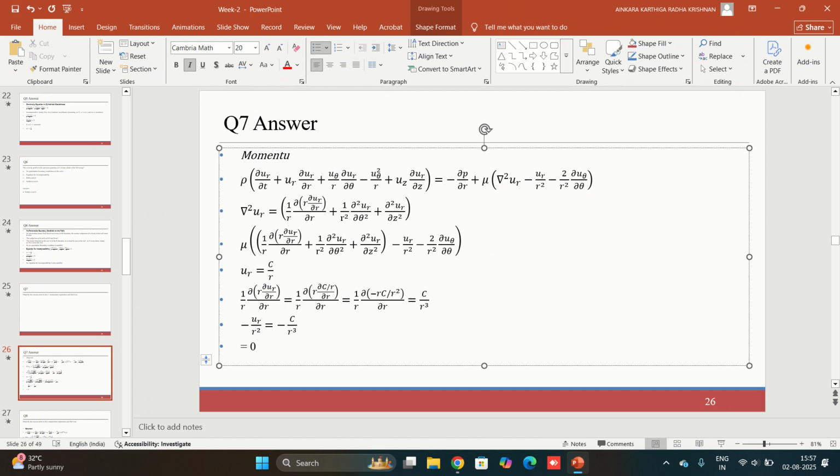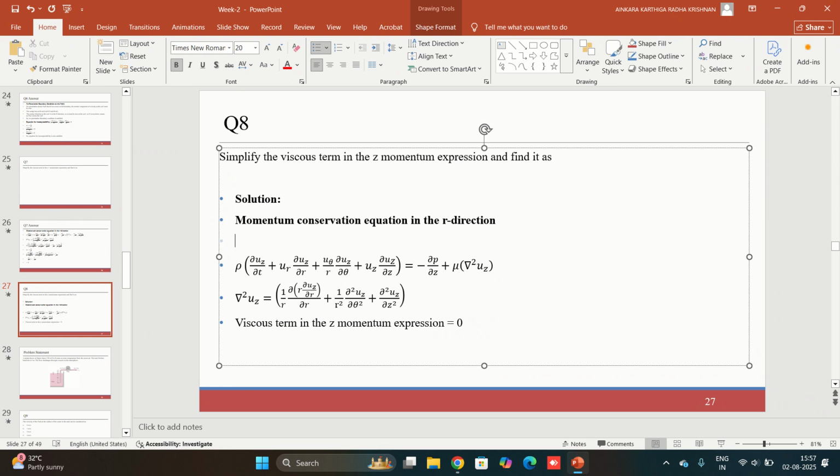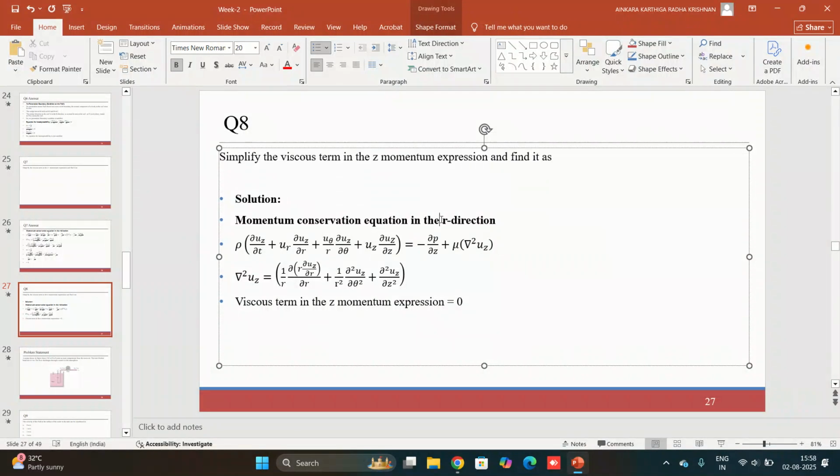Momentum conservation equation in the R direction. Okay, so just a simple thing. I'll write here as well the equation in the z direction.